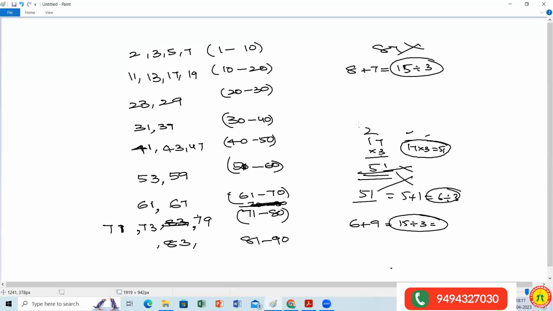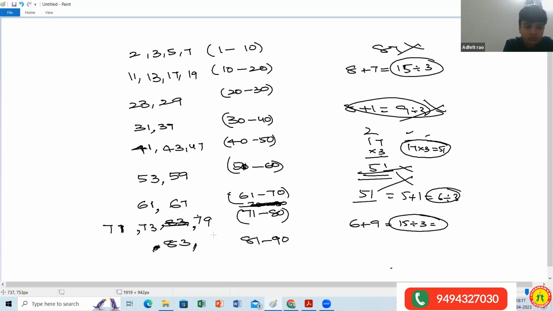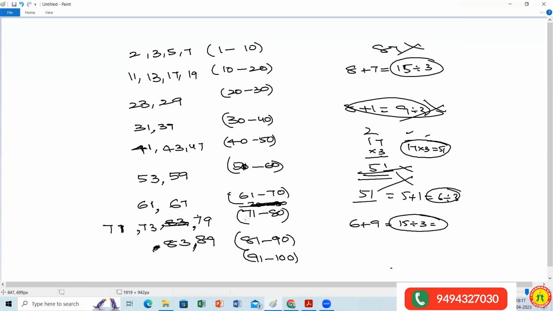81 to 90. 81 is not prime. Why? Because 8 plus 1 is 9, and 9 is divisible by 3. So 81 is not true. 83. Okay, then, ma'am, 89. Very good. It's 89. We have in between 91 to 100 only one prime number, children. That's a more important thing I mentioned. 97. There are multiple questions because prime numbers are more important, children.